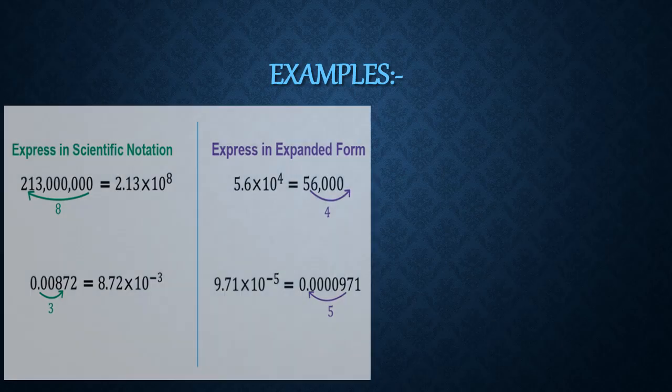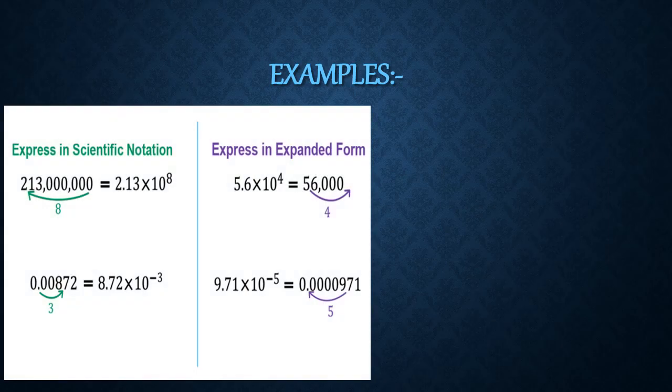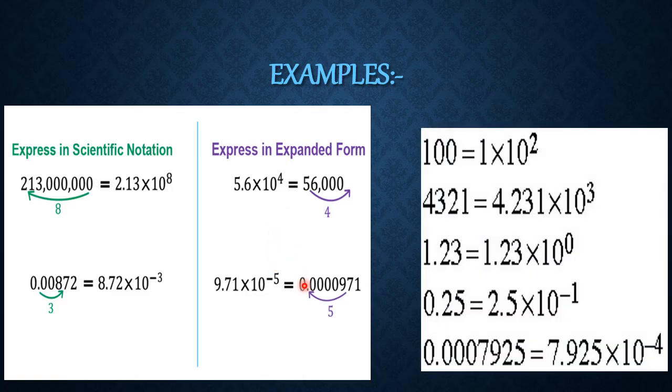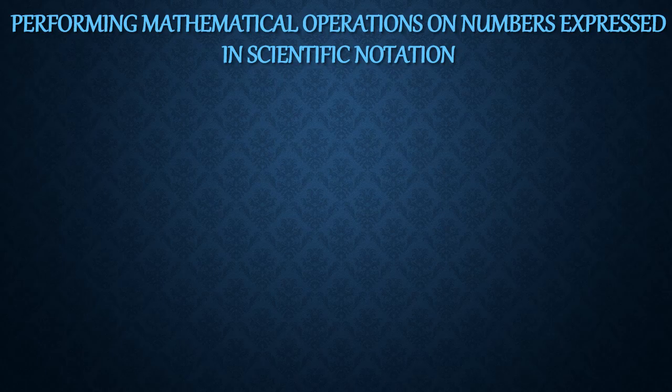Now some examples. Please see here. These examples we have already discussed during our previous session. Now we'll go to some mathematical operations using the scientific notation. If it is not given in the scientific notation, we have to make it. If it is given in the scientific notation, first we'll calculate. If it comes out automatically in the scientific notation, fine, otherwise we have to express it in the scientific notation.